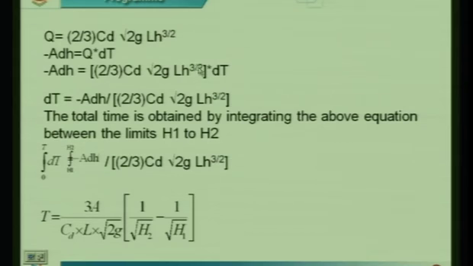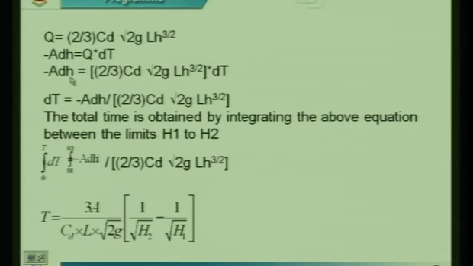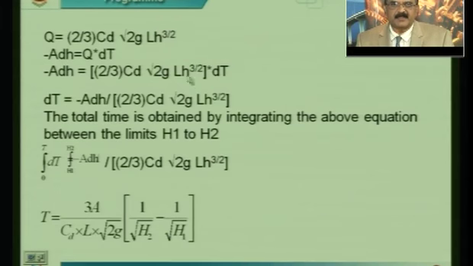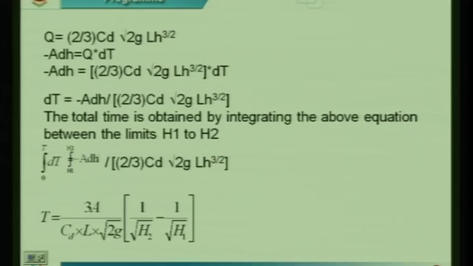Therefore dt is equal to, simplifying this equation, minus A dh divided by this entire expression. Now I need the total time. In order to get this total time, I need to integrate this equation between the limits. What is the limit? When my time is equal to 0, the level of water is at h1. I hope all of you agree with me. If I don't open the rectangular notch, what is the initial height? Initial height we represented as h1. After the time capital T, what is the level? The level is h2.